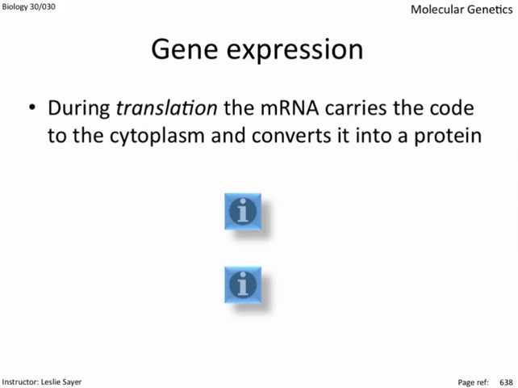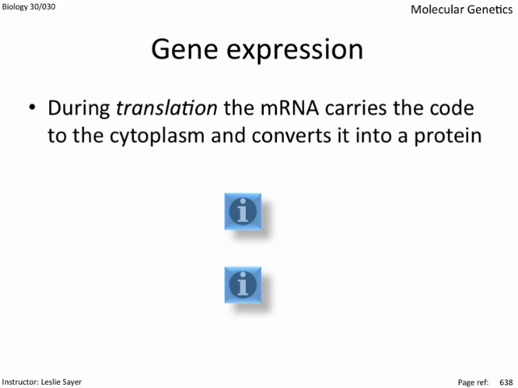During translation, the mRNA carries the code to the cytoplasm and converts it into a protein. The mRNA leaves the nucleus through pores in the nuclear membrane. Once in the cytoplasm, it will combine with the protein assembling hardware to make a protein.